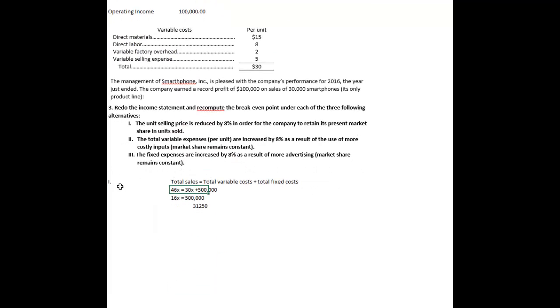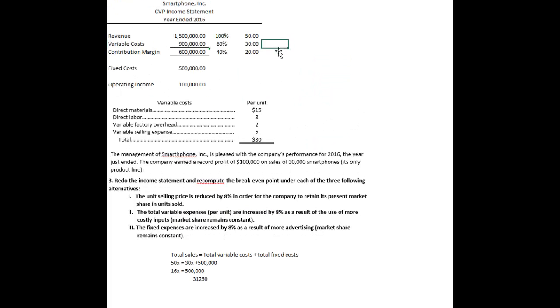So I'm just going to use this same formula here for the second part, except I have to make a couple of changes. The first change is that my revenue goes back up to 50. But now they're saying my variable expenses go up by 8%. That means they're 108% of $30, so they go up to 32.40. So instead of 30, it's 32.40, and my $500,000 fixed cost stays the same.